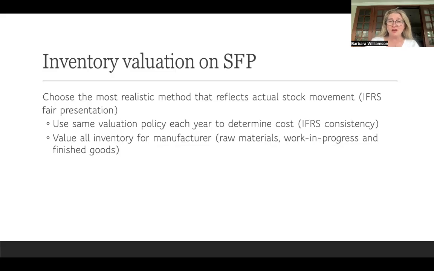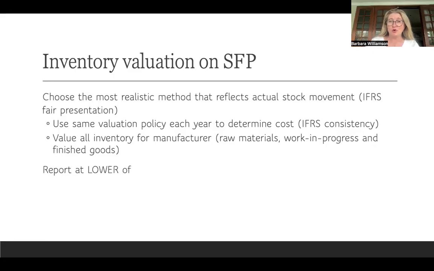If you're a manufacturer, you would need to do inventory valuation for all your inventory. And remember, a manufacturer has got a number of different types. There's raw materials, there's work in progress, and there's finished goods. And you would need to value all of these. They do not all need to be valued in the same way. You can use different valuation methods for each of them, but you've got to use the same valuation method for the same class of asset.